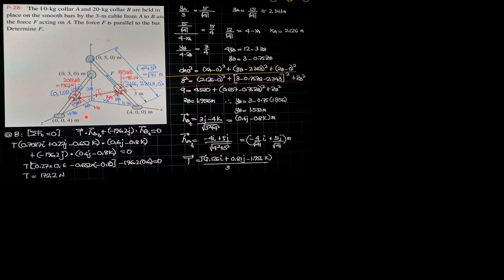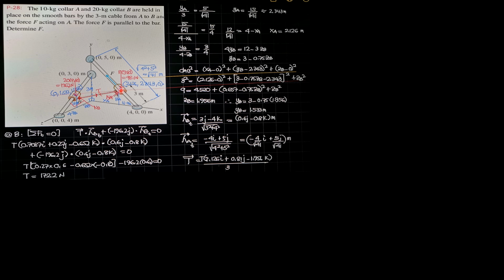In vector form, it is negative 196.2. Its component along this bar can be computed by dotting its value with the unit vector of that bar, so equals 0. Now, the unit vector of the tangential direction of bar B is already calculated. It is 0.6j minus 0.8k, and because this is the equation, this is the value of T in vector form. T is going in that direction.